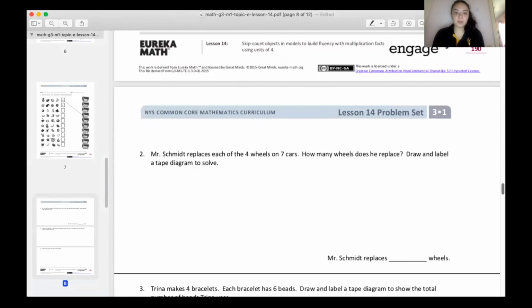Mr. Schmidt replaces each of the 4 wheels on 7 cars. So how many wheels does he replace? Draw and label a tape diagram to solve. So we're not going to use a tape diagram just because I don't have enough room, but I am going to draw a picture. So I'm going to use circles to represent the cars. So he used 4 wheels on 7 cars. So I'm going to make 7 groups of 4.